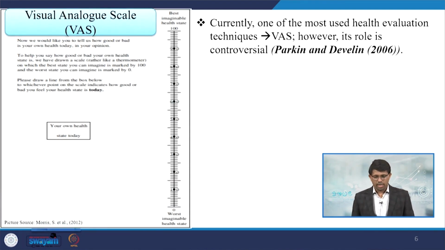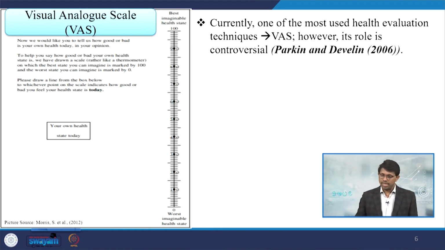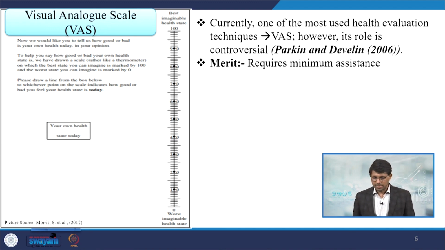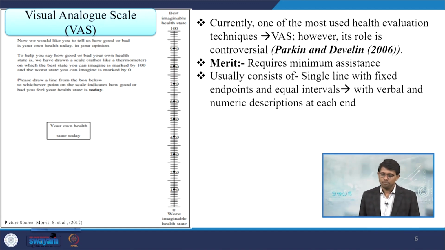So, we will start with the visual analog scale. Here this is your scale where you can map directly from the scale itself. It is currently one of the most used health evaluation techniques, since it is quite simple. In short it is called VAS, that is visual analog scale, but its role is controversial as mentioned by Parkin and Devlin, 2006. However, it has merits since it requires minimum assistance.